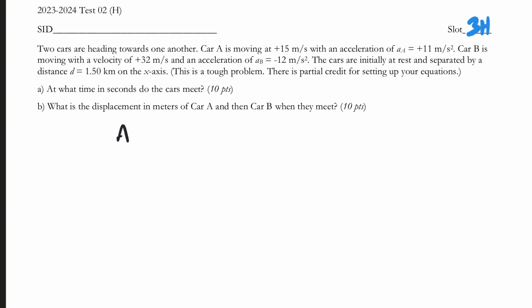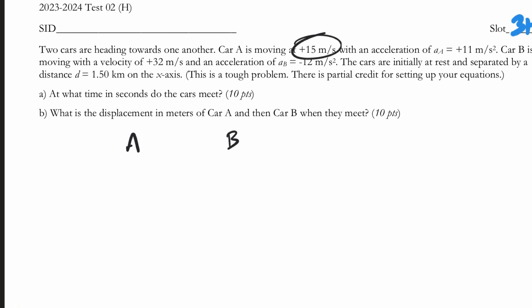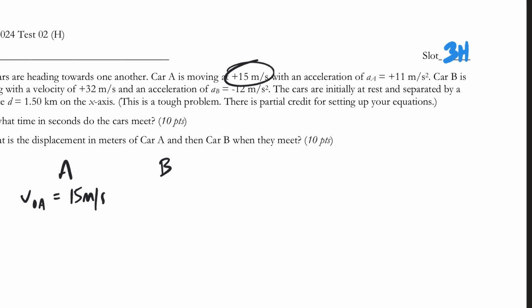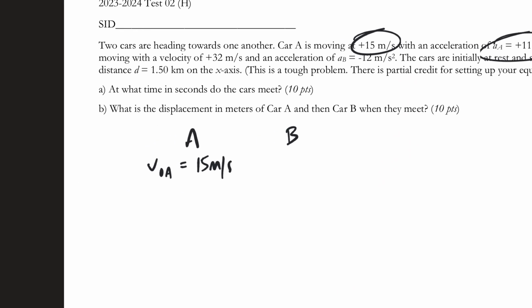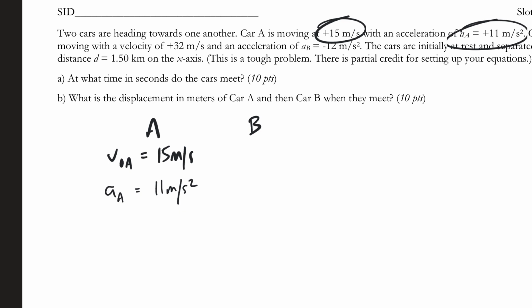Anyway, so here we got car A and we got car B. Car A is moving at 15 meters per second, so V naught A is 15 meters per second, with an acceleration A sub A of 11 meters per second squared. Car B is moving with a velocity V naught B of 32 meters per second, and an acceleration A sub B equals negative 12 meters per second squared.